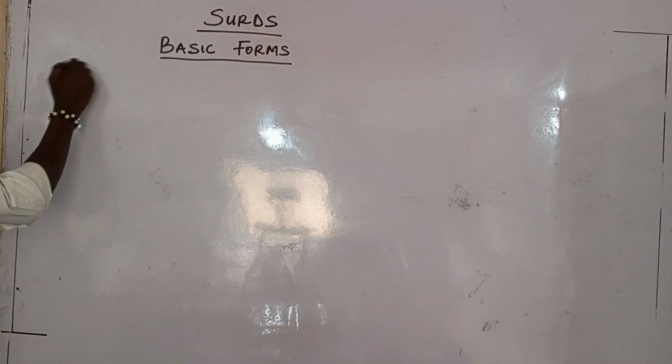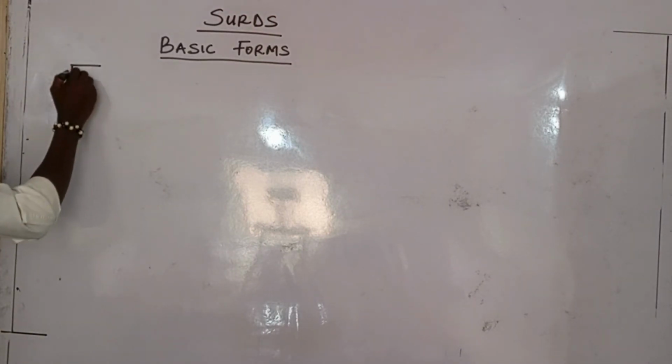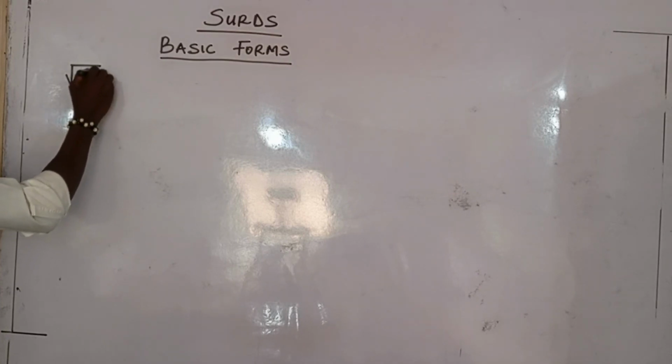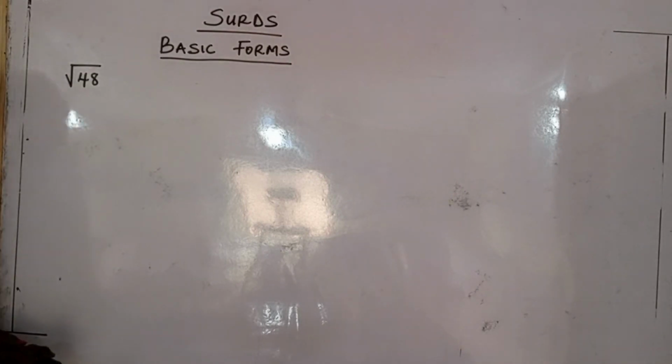Let's say you are asked to simplify the square root of 48. We know that 48 is not a perfect square. So for us to simplify this simply means we have to put it in its basic form. And just like I said earlier, to express a surd in its basic form simply means you are to express it as a product of two factors, but one must be a perfect square.